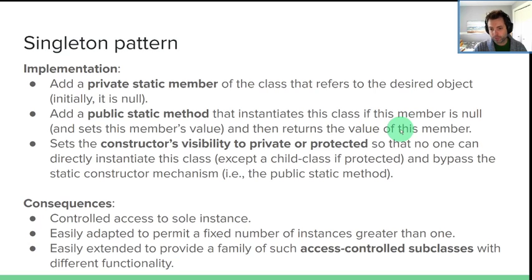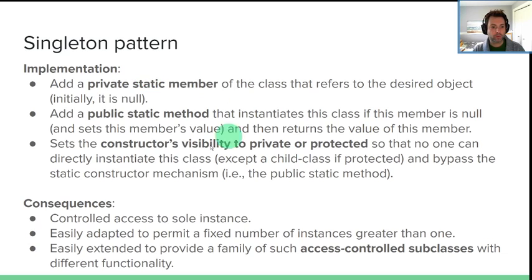So depending on your implementation, what this means is that if I call singleton.new, there will be a private member of the singleton class referencing the instance in memory. If it is null, create a new one. If it is not null, return that member. All right, and then we're going to set the constructor of this singleton class to be either private or protected, meaning that nobody else can instantiate it.